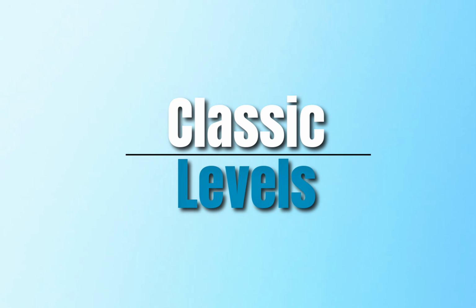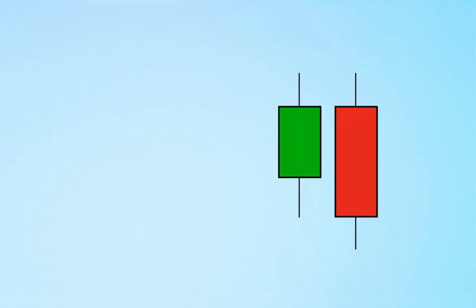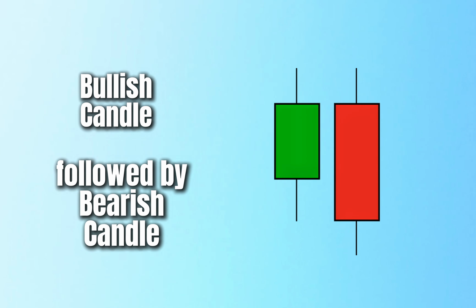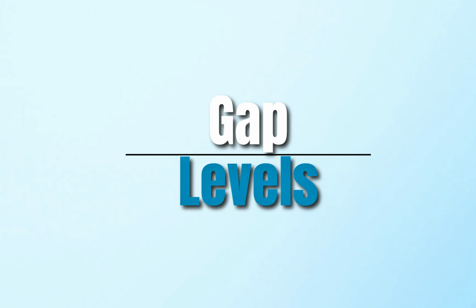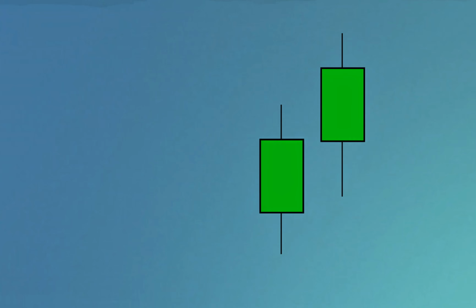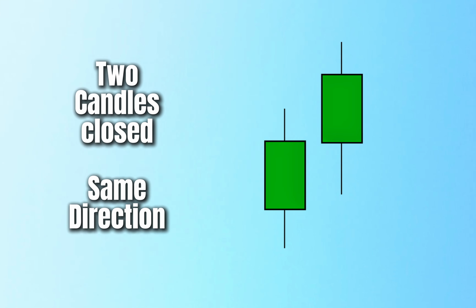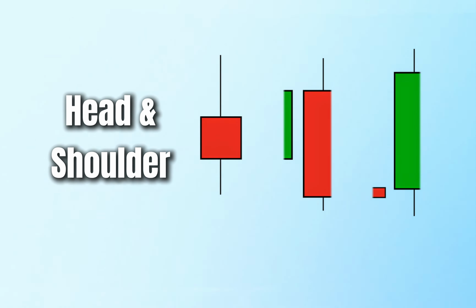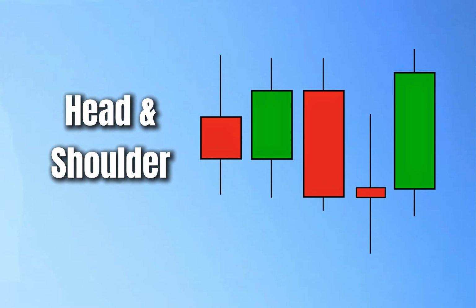So first, we have the classic levels. The classic levels are just very simple levels that are formed by a bullish and then a bearish candle. Gap levels too, where you have two same candles that close in the same direction. And the third one is BO levels, BO meaning breakout. So that's breakout levels. QM, the Quasimodo levels. The QM levels are also head and shoulders levels.